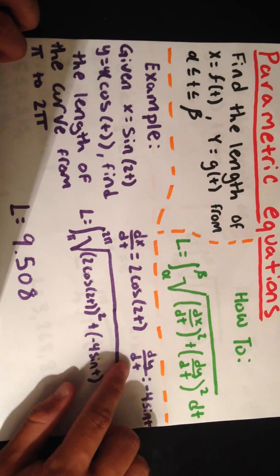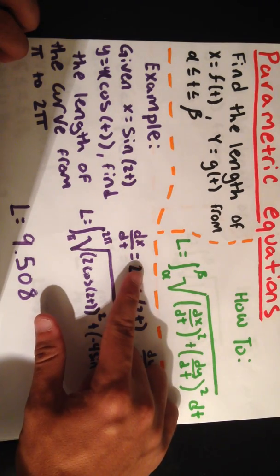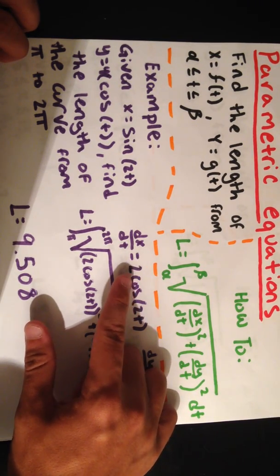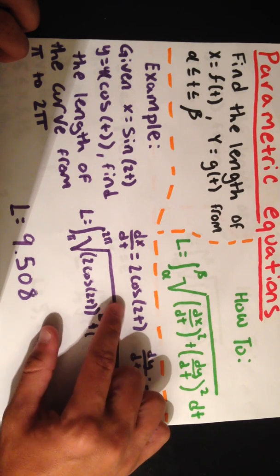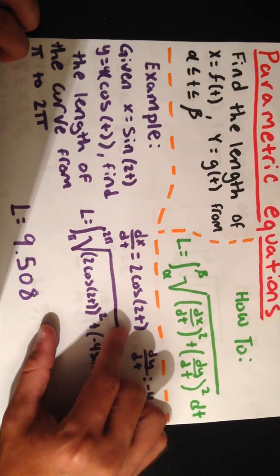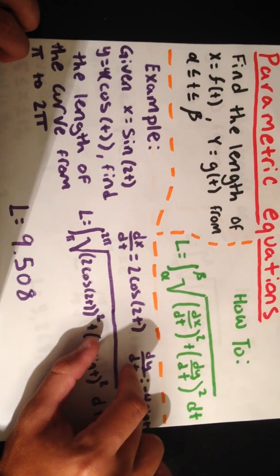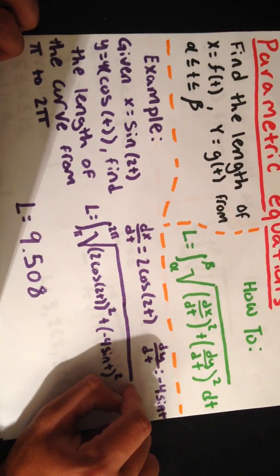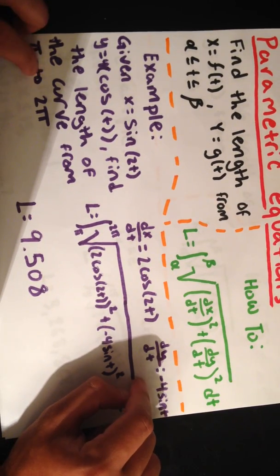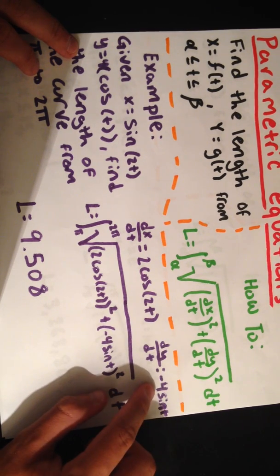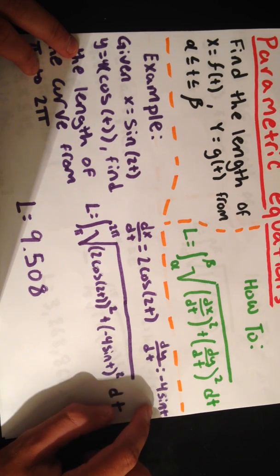Start out by finding the derivatives. So the derivative of x, dx/dt, equals 2 cos 2t, simply by using the chain rule. And to find the derivative of y, or dy/dt, we just use simple derivative functions, and you get negative 4 sin t.